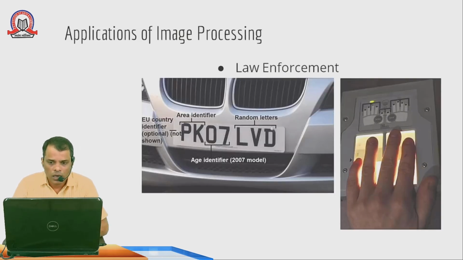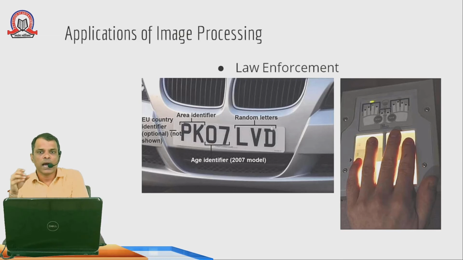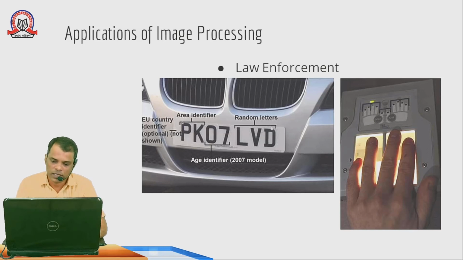Then law enforcement. There are cameras, so usually you can identify the vehicle, and then further things are possible. The second thing is the same, that is the biometrics which we are aware of. So that is used in law enforcement also.